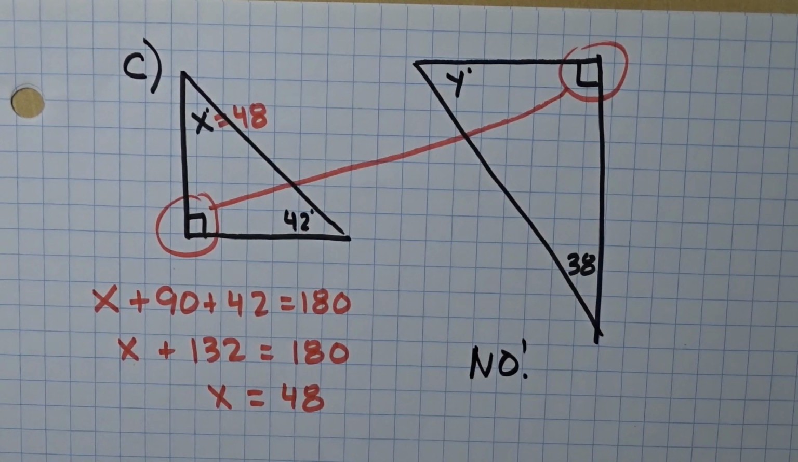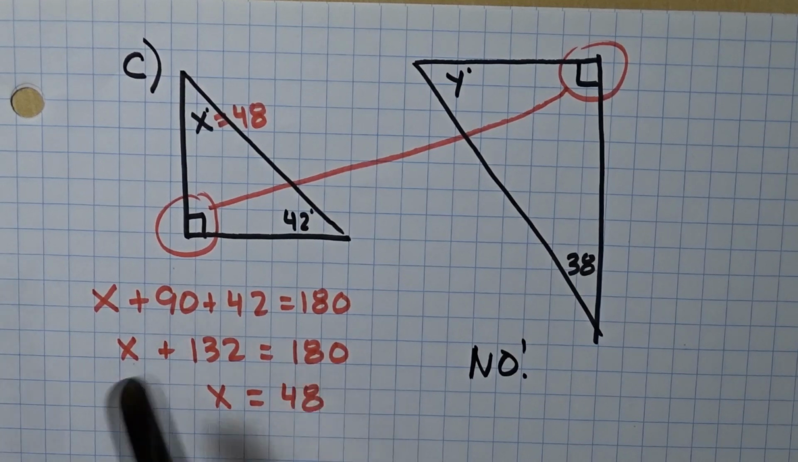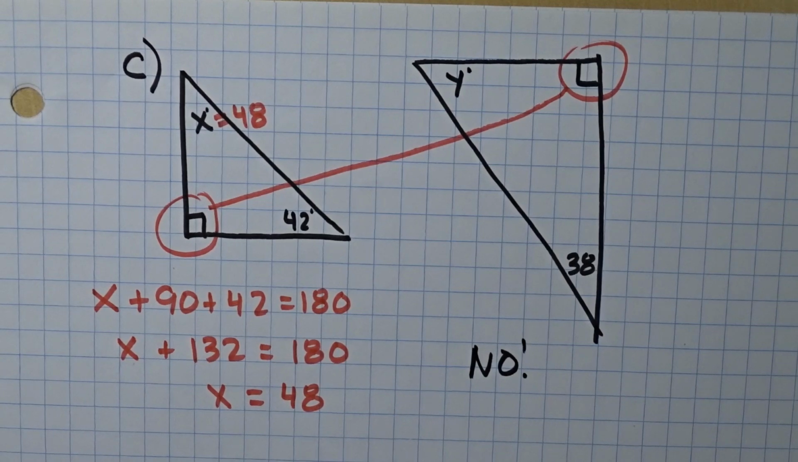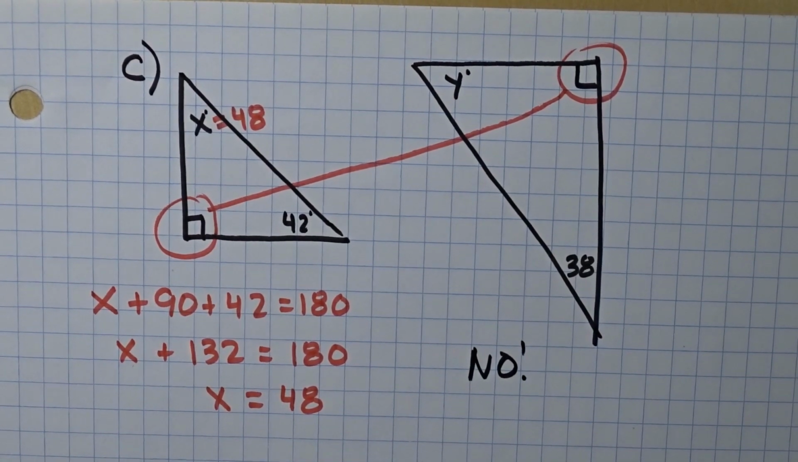All right, so if you're given a set of triangles and you want to know if they're similar, you just have to make sure you have two matching congruent angles. And in this case, we didn't. And there you go.